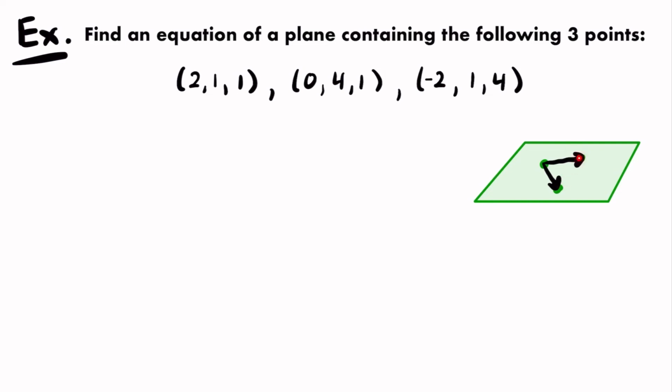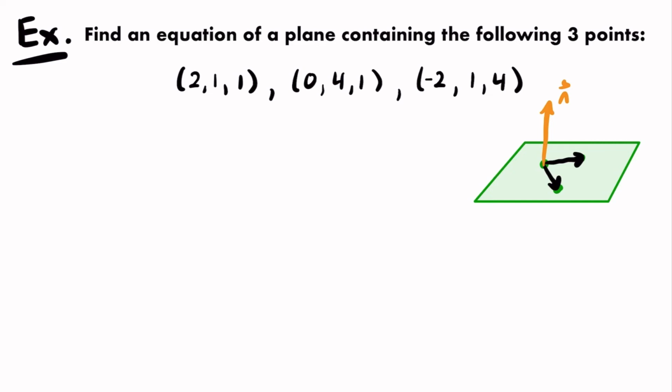The cross product of 2 vectors gives you a 3rd vector that is perpendicular to both of those 2 vectors involved in that cross product. All right, so that's what we have to do here. We have to use these 3 points that are contained within this plane to create 2 vectors, take the cross product of those 2 vectors, and that will give us a normal vector perpendicular to the plane that we can then use to set up the equation of this plane.